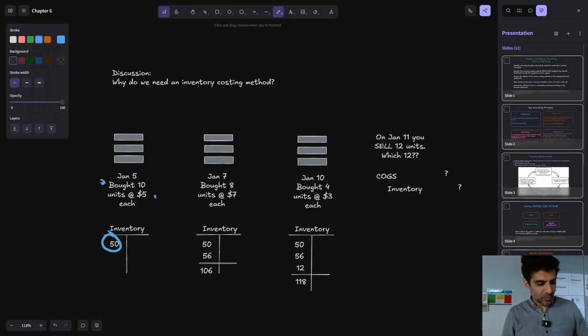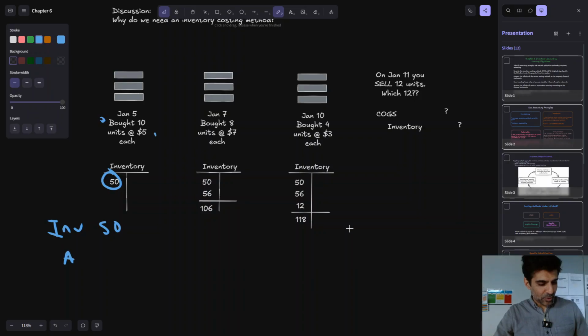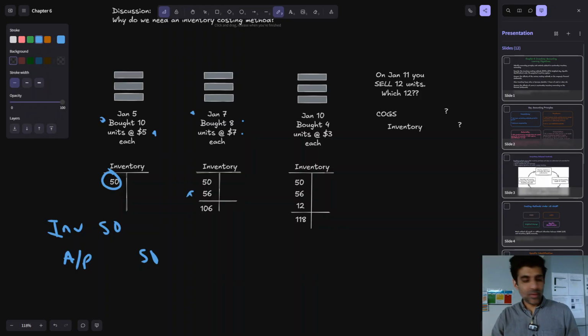We would have done something like inventory, debit $50, and then let's just say accounts payable. So that's where this debit is coming from. Everyone should be familiar with that from last chapter, purchase transaction. Everyone good with that? Okay, then the next day, we're buying 8 more units at a different price. We have $5 each unit here, $7 here. This is where the 56 comes from: 8 times 7 is $56. So the total value of the purchase is $56, and now we have $106 of inventory.